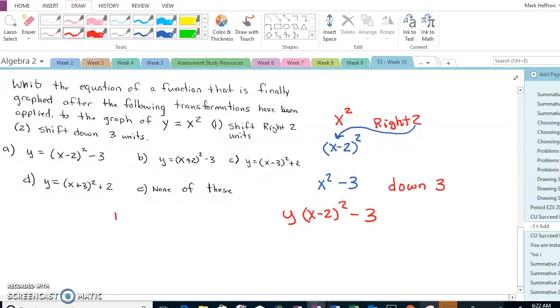If we thought about y equals the square root of x, and we wanted the same transformations, we would have y equals the square root of x minus 2, minus 3. That's moving us right 2, because a 2 turns into 0, and then we would do minus 3 for the down 3 part. So our answer is A.